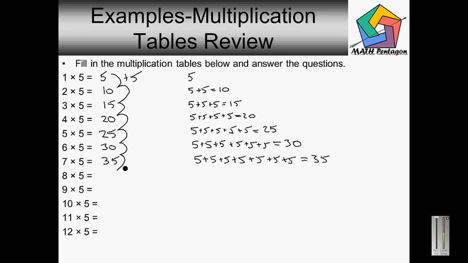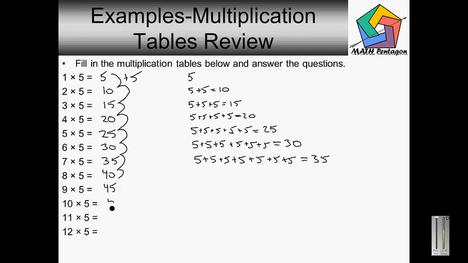What's the next number going to be? 8 times 5. That's going to be 40, because we're increasing by 5, as you can see. And 9 times 5 would be 45. As you can see, there's a pattern. It's by 5 every time.